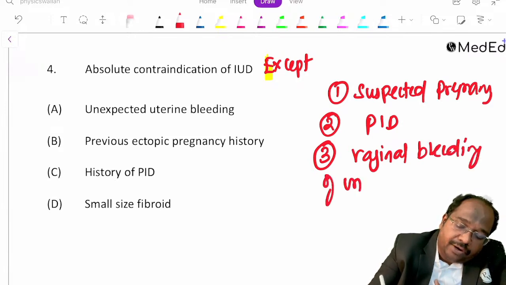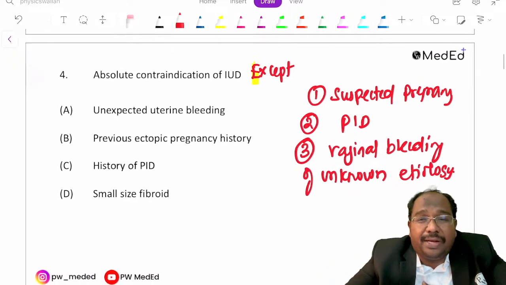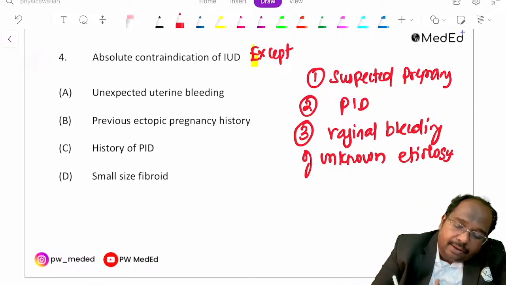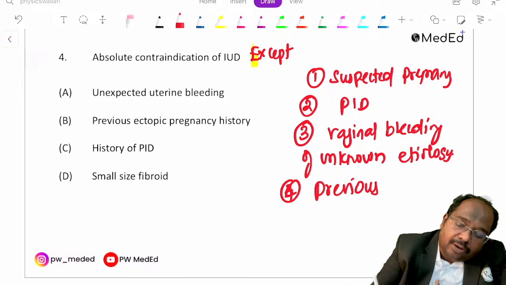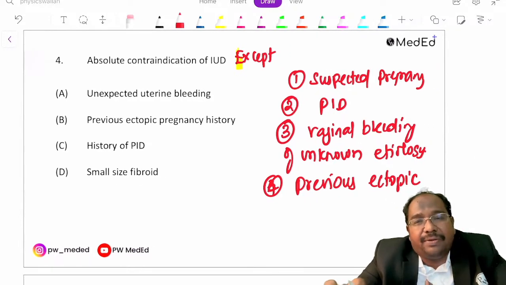Vaginal bleeding of unknown etiology. Previous ectopics. Previous ectopic pregnancy is a contraindication.